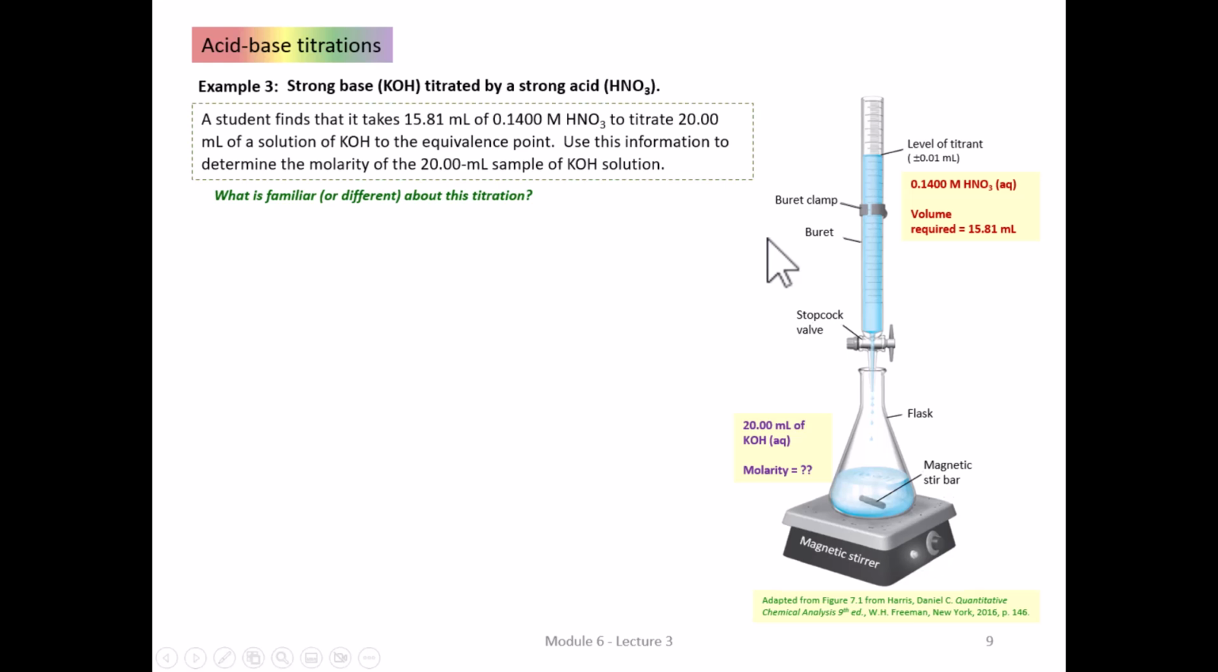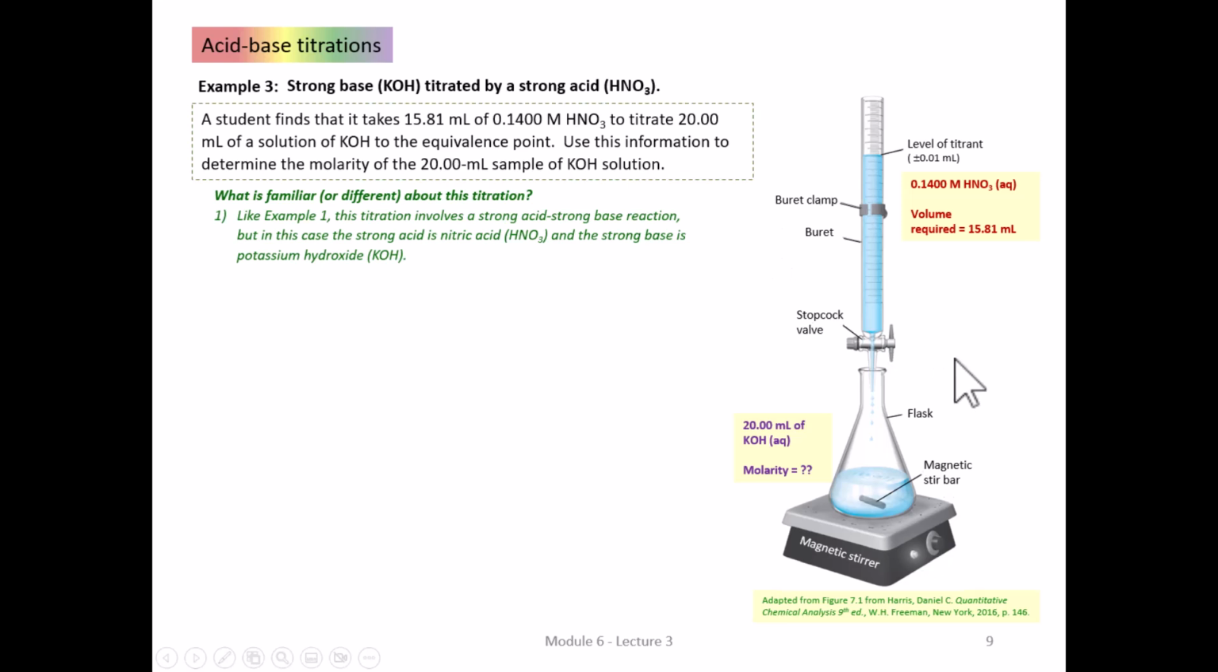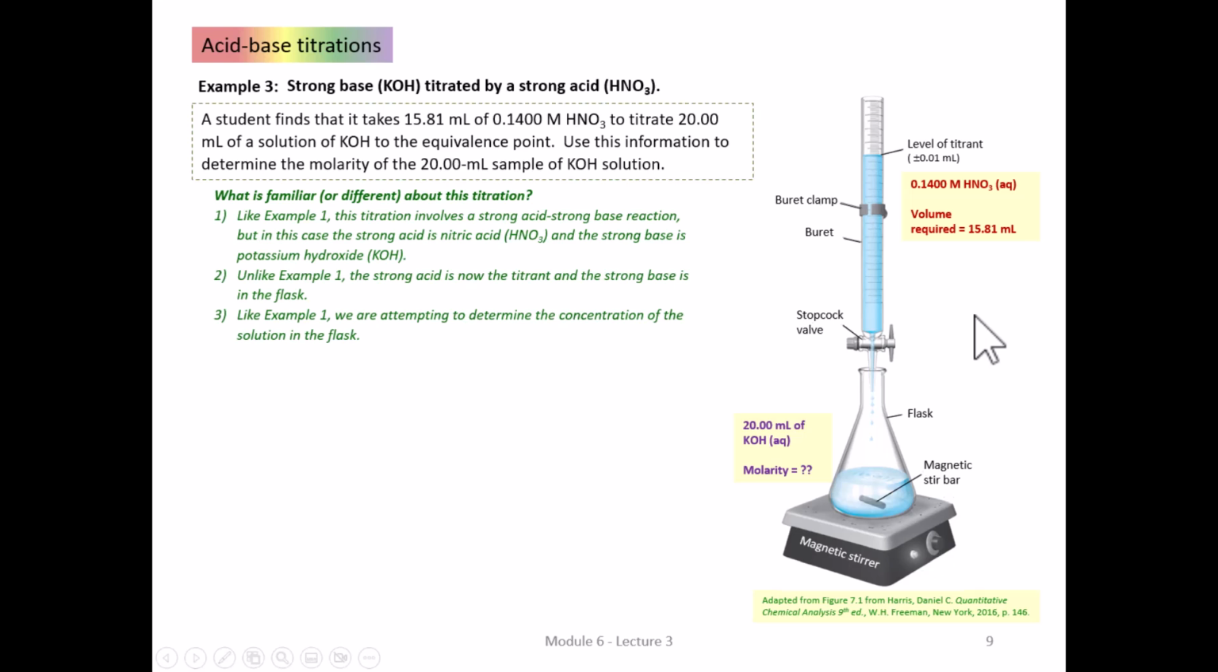So what's familiar or different about this titration? Now, like example 1, this titration also involves a strong acid, strong base reaction. But in this case, the strong acid is nitric acid, and the strong base is potassium hydroxide. Now, unlike example 1, the strong acid is now the titrant, and the strong base is in the flask. And like example 1, we are attempting to determine the concentration of the solution in the flask.